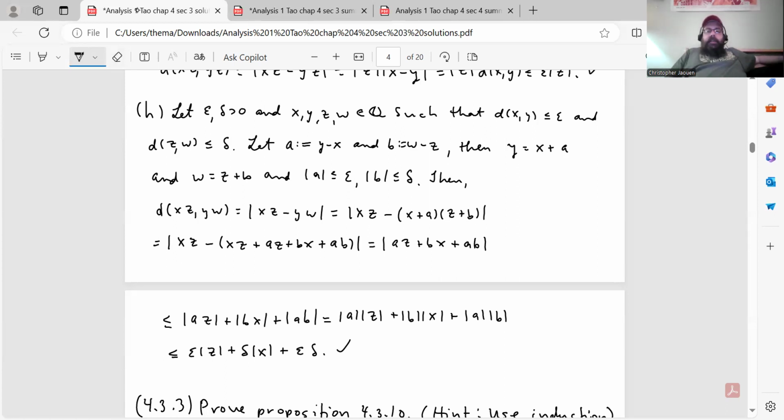B is equal to w minus z, then y equals x plus a, and w equals z plus b, and the absolute value of a is less than or equal to epsilon by hypothesis, and the absolute value of b is less than or equal to delta by hypothesis.